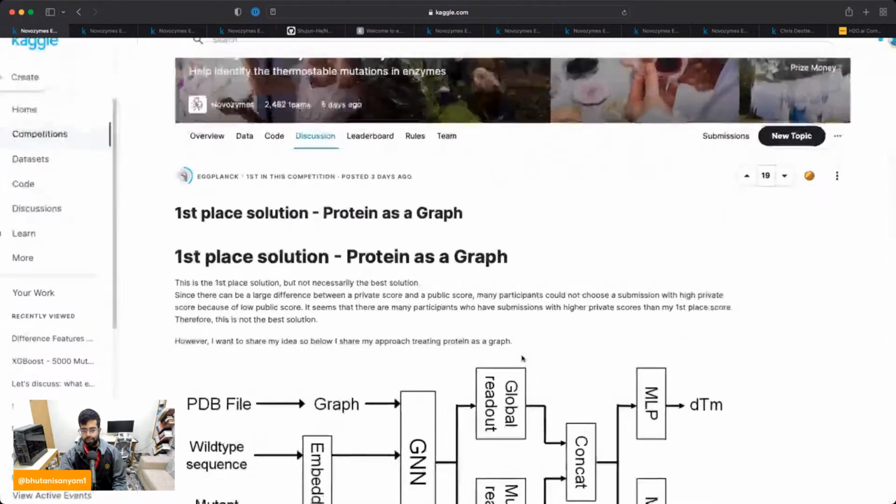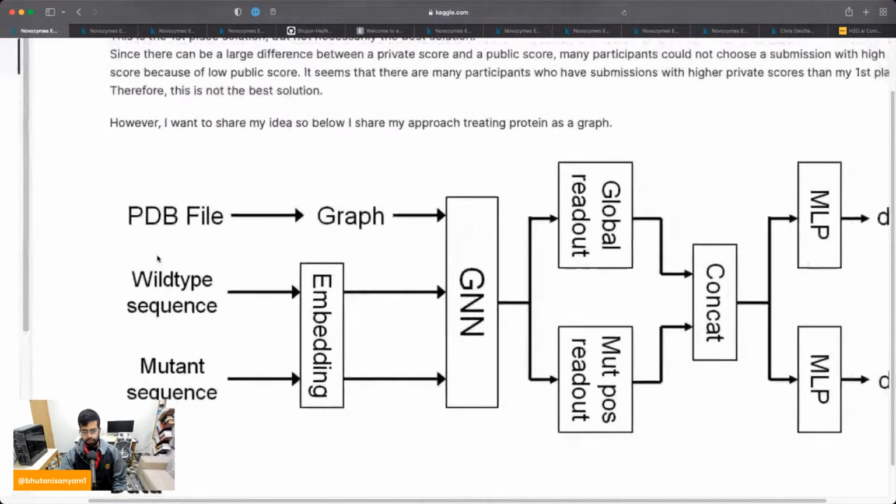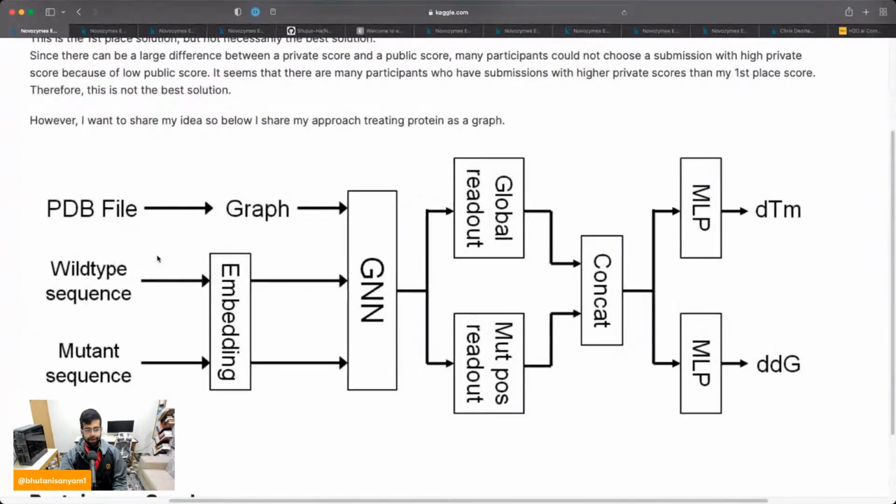So this is the first place solution, and this is an overview of what was going on. So they had fed in three different types of data sources to their main model. First was a wild type sequence, then there was a mutant sequence, and then there was a PDB file. All of these were fed to a GNN model, either through a graph or an embedding layer.